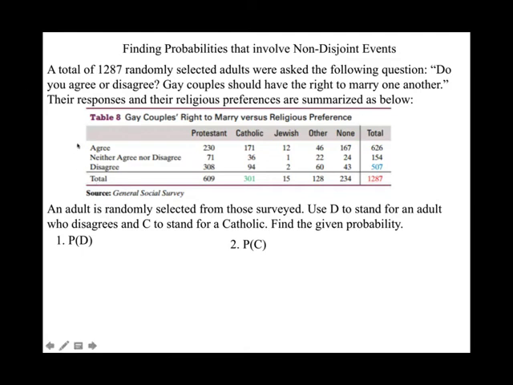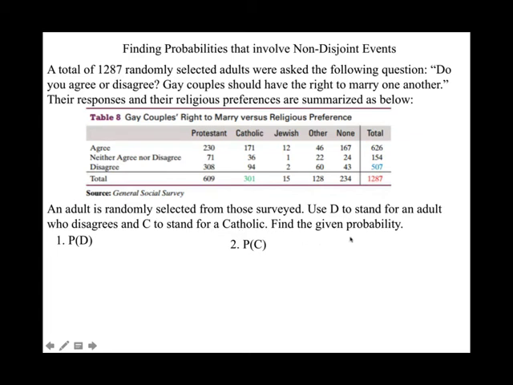So we could have the table here. We have the total number of people who agree, neither agree nor disagree, or disagree, and then they have different religious preferences. An adult is randomly selected from those surveyed. Use D to stand for an adult who disagrees, and C to stand for Catholic.